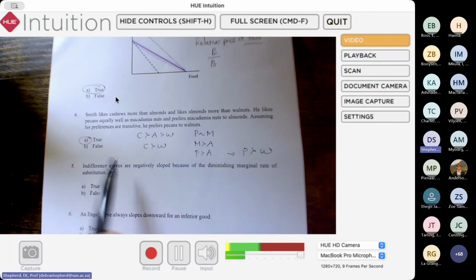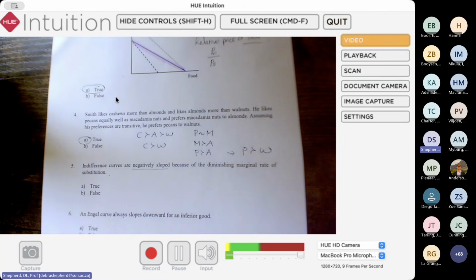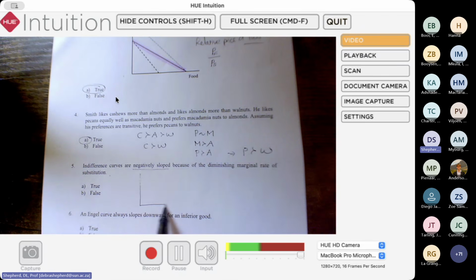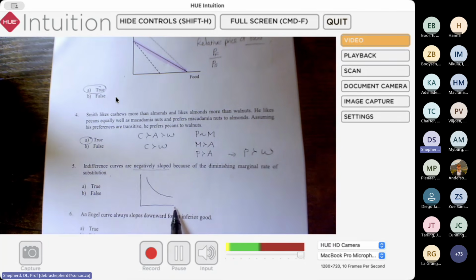So indifference curves are negatively sloped. How does a negatively sloped indifference curve look? One example could be this. If I have X on the X-axis and Y on the Y-axis, this is one example of a negatively sloped indifference curve. Then I could have another type of negatively sloped indifference curve, and that could be an indifference curve that looks like this.